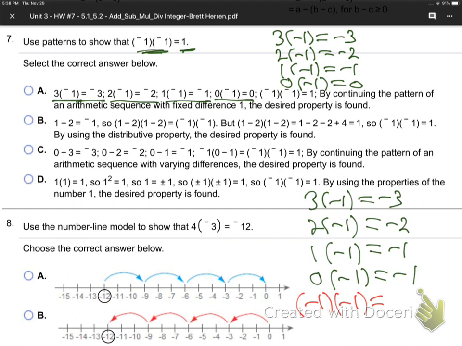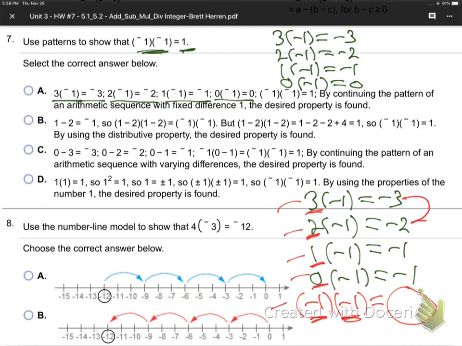Look at this pattern. 3, 2, 1, 0. What comes next? Negative 1, right? That's just next in the pattern. 3, 2, 1, 0, negative 1. Okay. And then look at the answers. We haven't done the last one yet. Suppose we're trying to discover what the rule is. Suppose we have no idea what negative 1 times negative 1 is. We're just going to follow the pattern. Math is patterns. And see what happens.